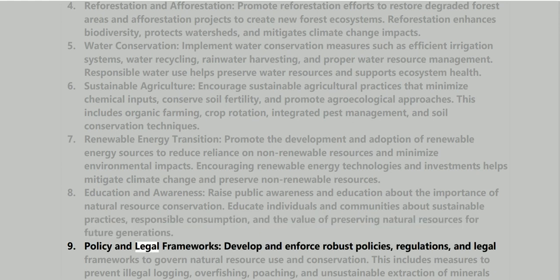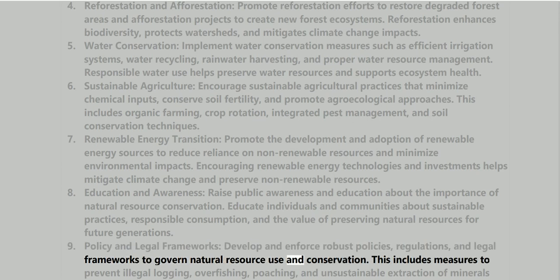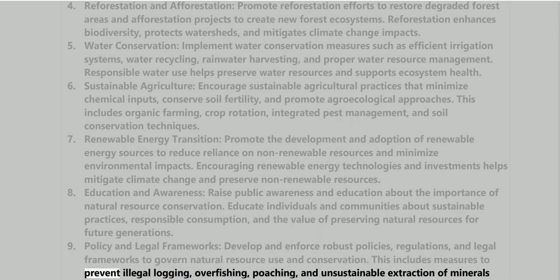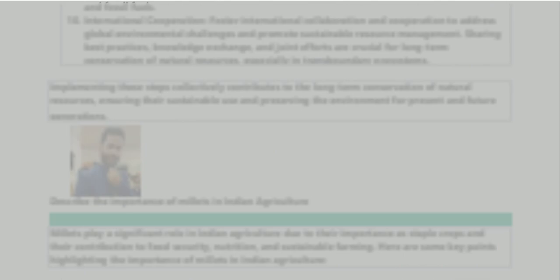9. Policy and legal frameworks. Develop and enforce robust policies, regulations, and legal frameworks to govern natural resource use and conservation. This includes measures to prevent illegal logging, overfishing, poaching, and unsustainable extraction of minerals and fossil fuels.